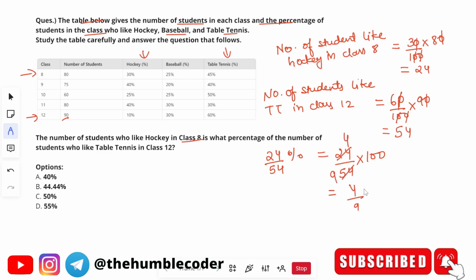So 4 by 9 into 100, right? So we can say 4 by, if you divide it further, it will be 400 divided by 9. If you try to cut it, it will be like 4. So 9 4s are 36, and then again 4. So again it will be 4.44. In this way it will go.